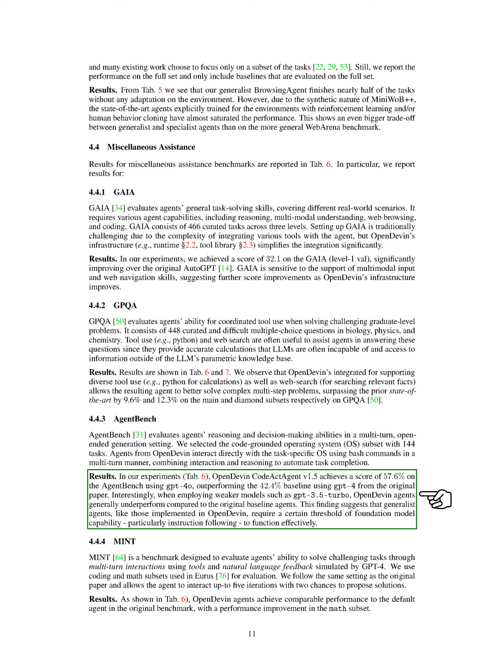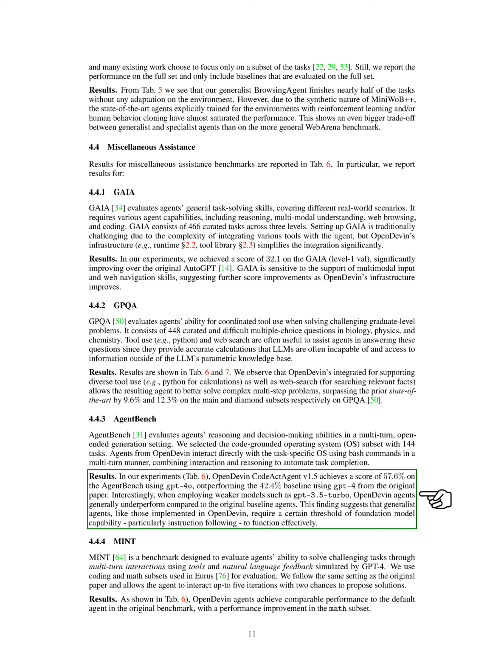In our experiments, we found that OpenDevin's CodeAct agent version 1.5 achieved a score of 57.6% on AgentBench using the GPT-4 model, outperforming the baseline score of 42.4% from the original paper that used GPT-4. Interestingly, when we used weaker models like GPT 3.5 Turbo, our agents generally performed worse than the original baseline agents. This suggests that generalist agents, such as those in OpenDevin, need a certain level of capability from the foundational model, especially in following instructions, to operate effectively.